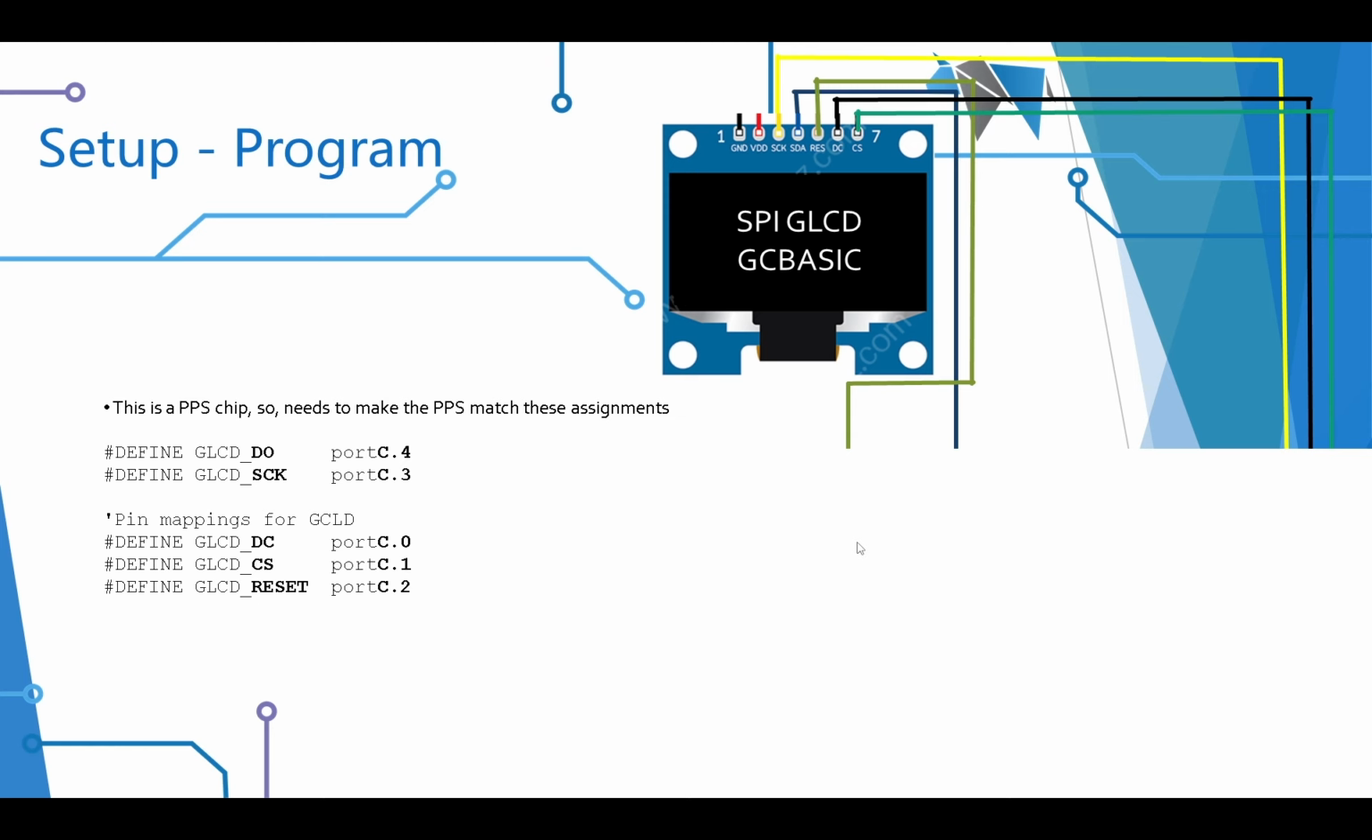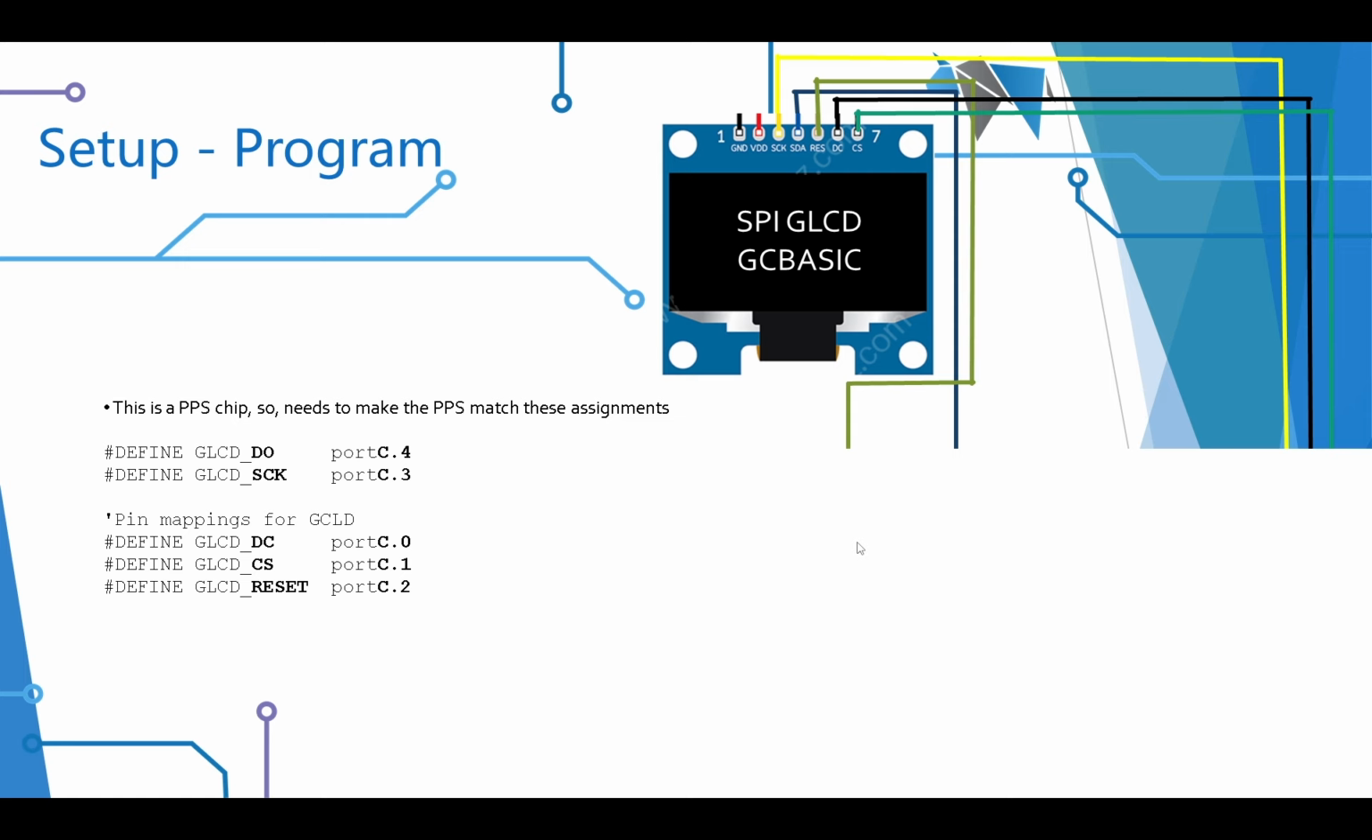That specification comes from the driver, not GC Basic. It's whoever implemented the driver for this particular type of device, and they're documented in the help. So we need 5 constants: data out and the clock, DC, CS, and reset as shown. Now, what's important, as I've said, is that the PPS needs to match that. The things controlled by PPS are the data out, potentially data in if you're using it, and the clock line.